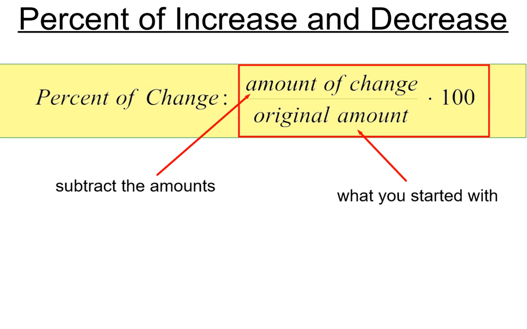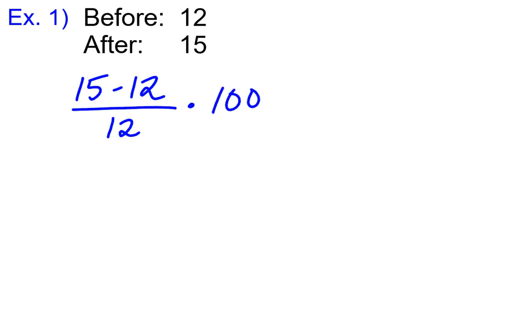So first problem we're going to look at here, it says before is 12 and after is 15. So let me say I went shopping, and before I went shopping I had 12 pairs of shoes in my closet, and after I returned from shopping I now have 15 pairs of shoes. We can tell the difference, or the change, is going to be 15 take away 12. And that I started with 12 pairs of shoes before I went shopping, right? And then we're going to multiply that times 100. Well, when we subtract 15 minus 12, we're going to get 3. And then we're going to divide that by 12 and multiply by 100.